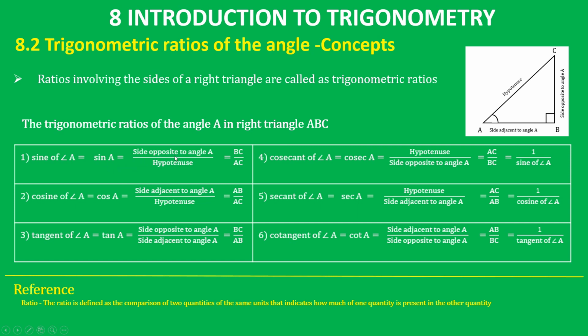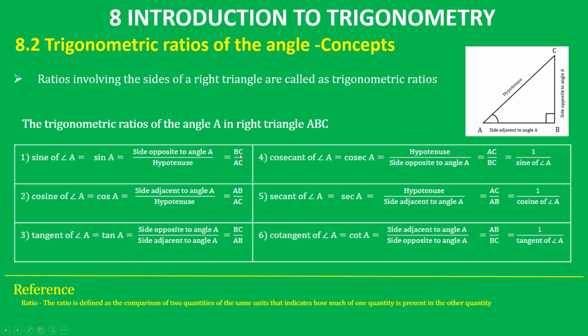They defined a ratio. They considered angle A and gave a ratio: side opposite to angle A divided by hypotenuse. To this ratio, they gave the name sine of angle A, which can be specified in simple terms as sine A. We'll say it is sine A, which is equal to BC by AC. Correct? This is a ratio, right?